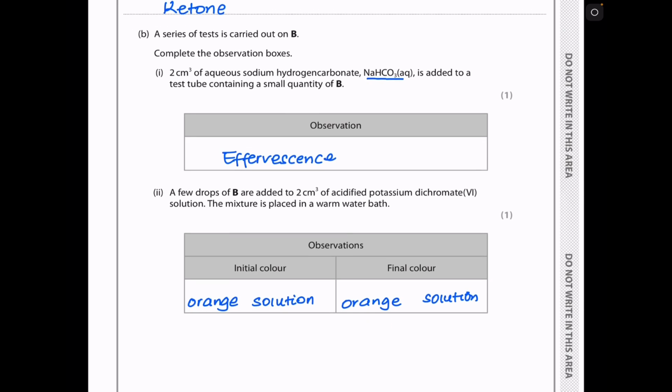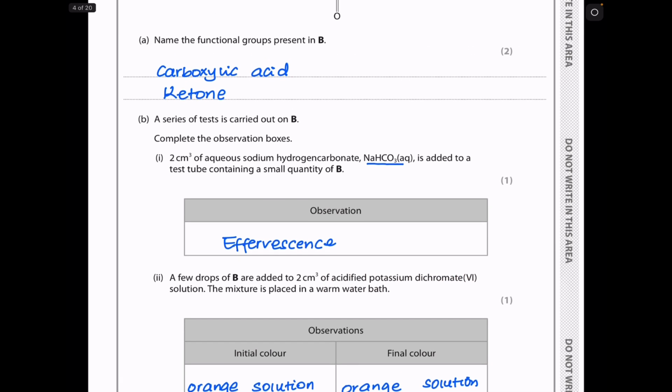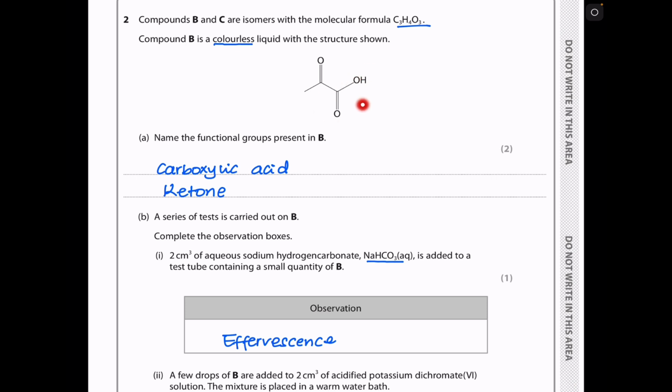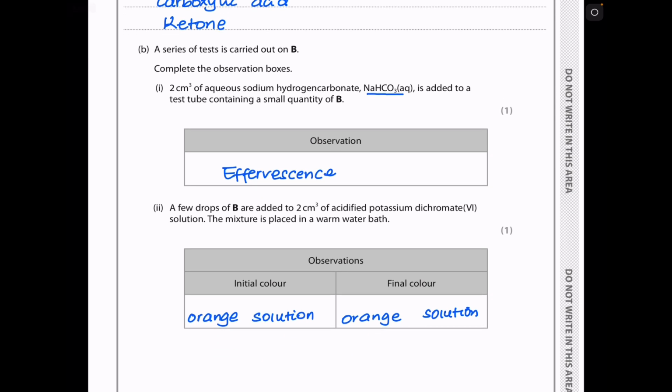In the next part, they say a few drops of B are added to 2 cm³ of acidified potassium dichromate(VI) solution. The mixture is placed in a warm water bath. Placing this mixture in a warm water bath provides a temperature for the oxidation reaction. And if we go back here, we see this cannot be oxidized because it's a carboxylic acid group, and the ketone group cannot be oxidized. So the orange color of the dichromate will remain.